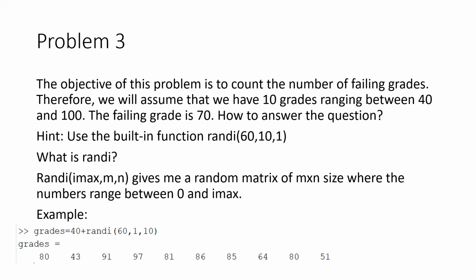Now here guys, in order to ensure that all my grades are between 40 and 100, I will use this command. Look, I have used 40 plus randi(60, 10, 1), which means that my grades are now between 40 and 100. Why? Because randi(60) will give me numbers between 0 and 60. So if I add 40, the numbers will be between 40 and 100.